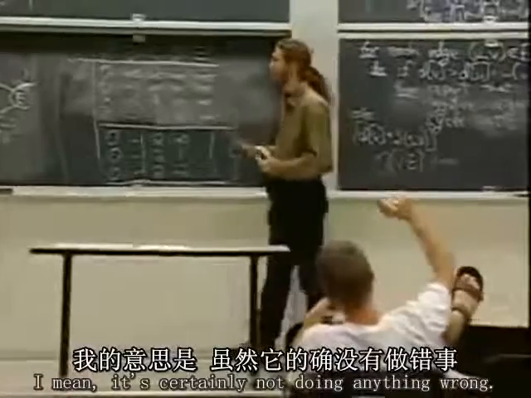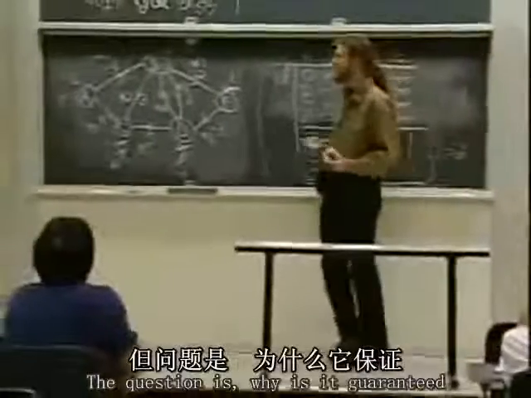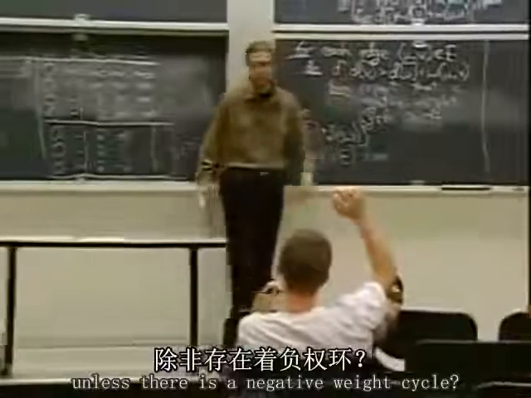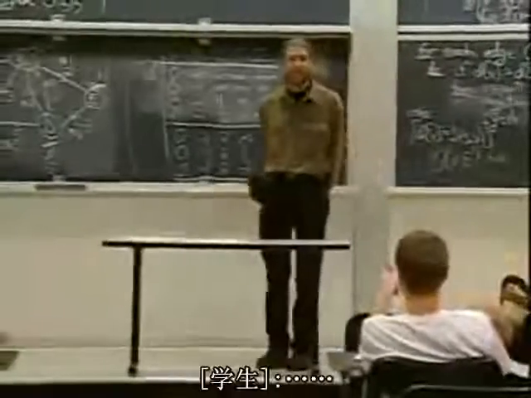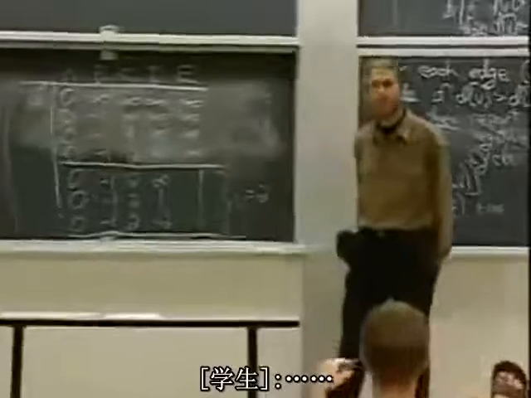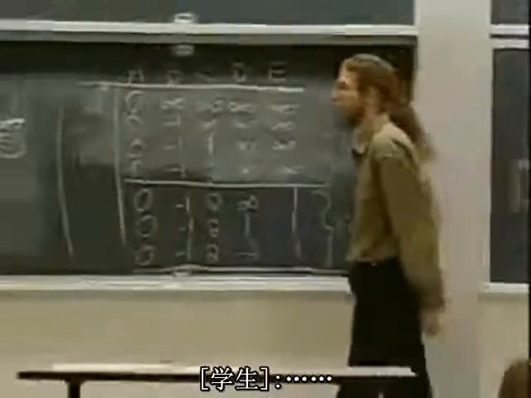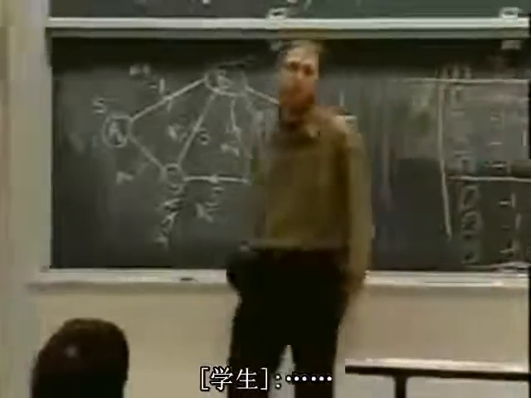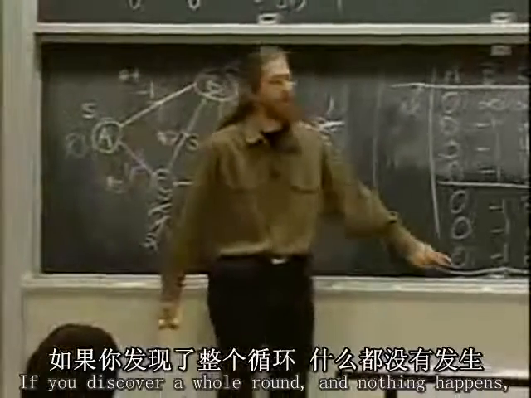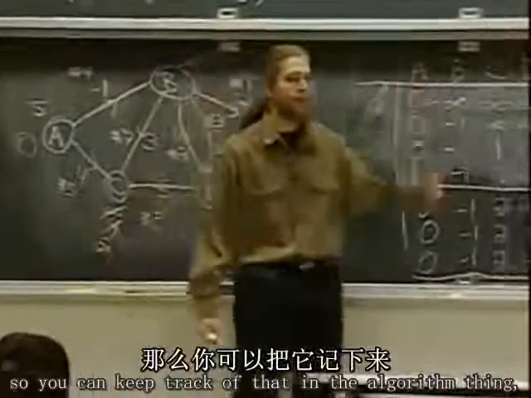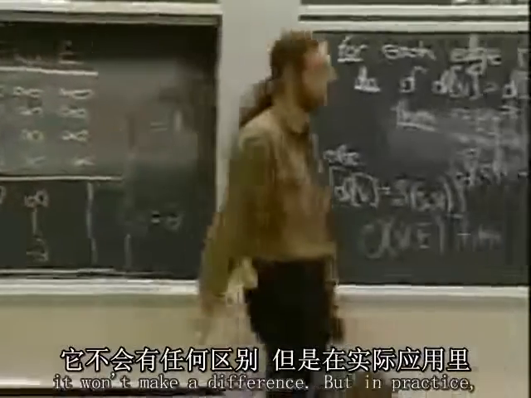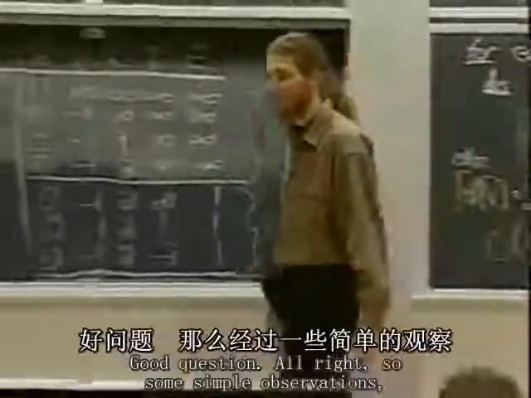I mean, it's certainly not doing anything wrong. The question is, why does it converge? Why is it guaranteed to converge in V minus 1 steps unless there's a negative weight cycle? Question? If you don't make any updates on one step, can you return and stop? Right, so that's an optimization. If you discover a whole round where nothing happens, which you could keep track of in the algorithm, then you can stop. In the worst case, it won't make a difference, but in practice, you probably want to do that. Yeah, good question.